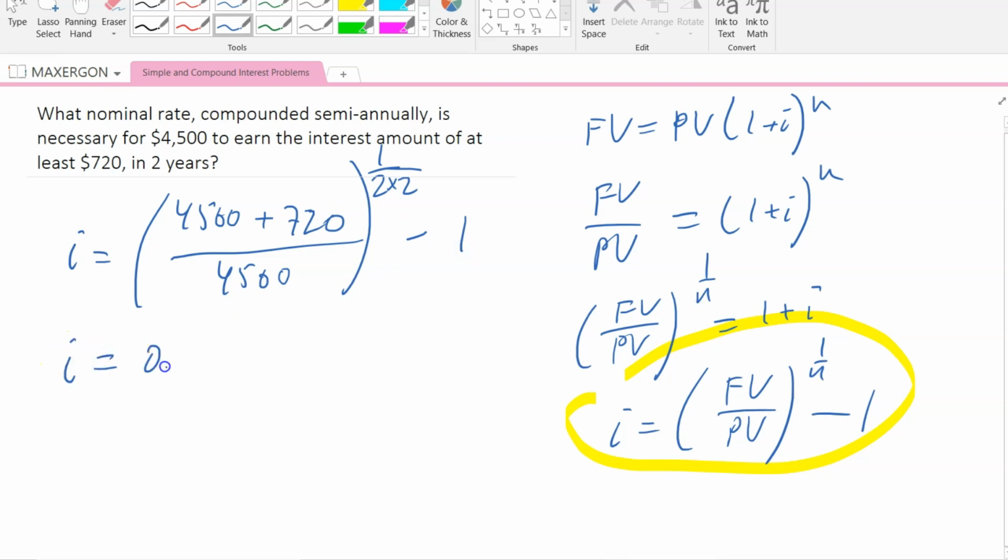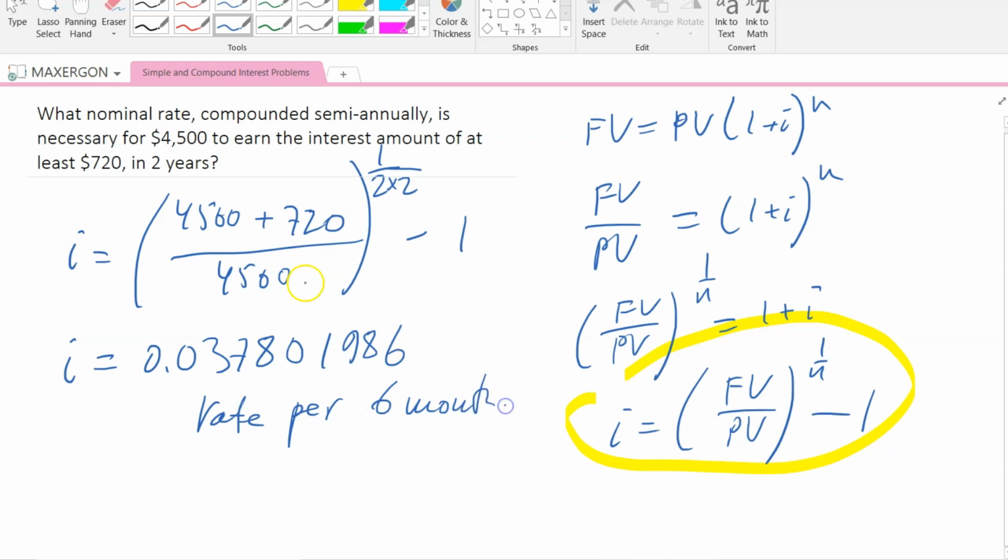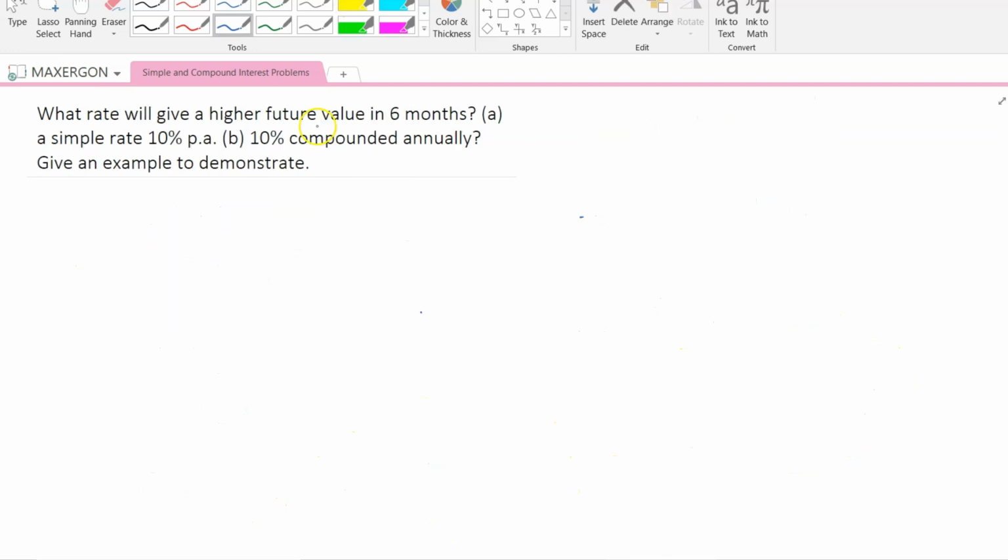I equals to 0.037801986. Of course, that's periodic rate or rate per 6 months. That's because each period here is half year, 6 months. So now J, which is the nominal rate, is this periodic rate times 2, 0.0756. In other words, 7.56% compounded semi-annually. And that will be the answer we're looking for.